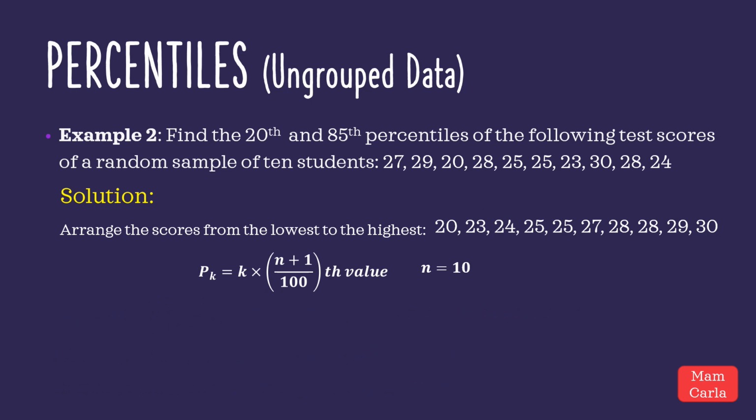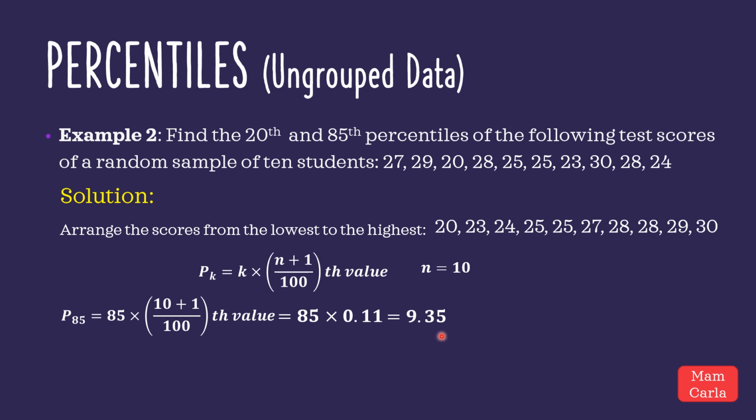Now let's solve for the 85th percentile. So again, we will be substituting the value of k and n into the equation. So copy 85 and then work on the parenthesis, which is 10 plus 1, 11, divided by 100, and that will give you 0.11. And then we multiply, and we have 9.35.